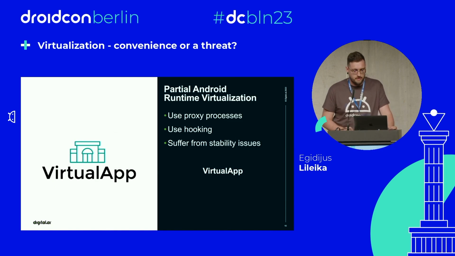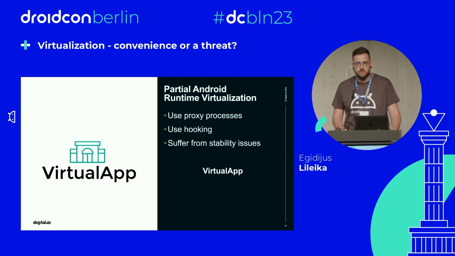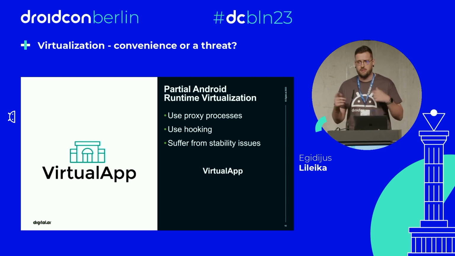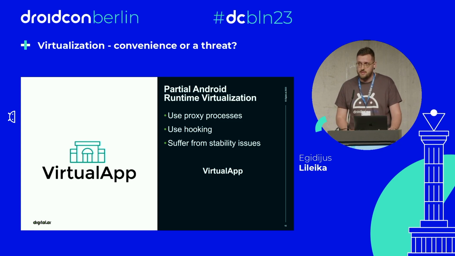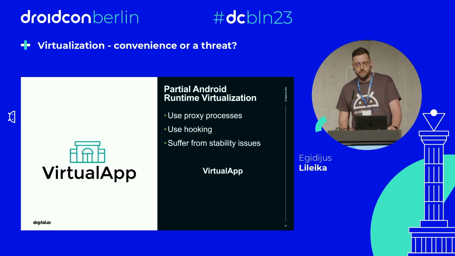Last but not least is partial Android runtime virtualization. Virtualizers like that usually recreate the majority of the Android system with proxy and dummy processes. Usually they utilize hooking heavily to intercept inter-process communication data and patch data dynamically. Of course, virtualizers like that suffer from stability issues because they always have to keep up with the newest Android versions and be compatible with the older ones. VirtualApp is a really popular choice for that kind of virtualization.